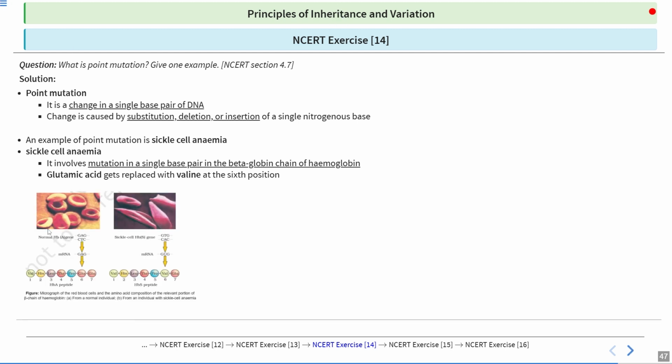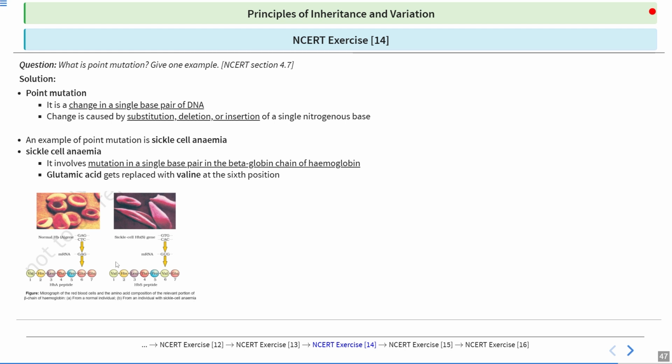You can see in this image, normal hemoglobin has GAG, but in sickle cell condition it becomes GTG, meaning A is replaced by T. DNA is a double helix, so for GAG in the normal hemoglobin, the complementary bases will be CTC. In the case of sickle cell, it was GTG, and the complementary sequence will be CAC. So this is one codon they are showing, at the 6th position of the beta globin chain.